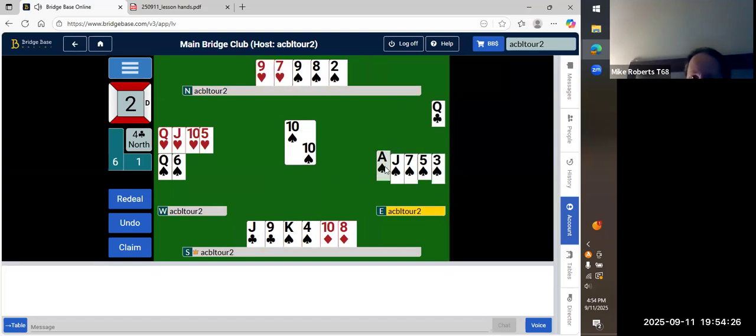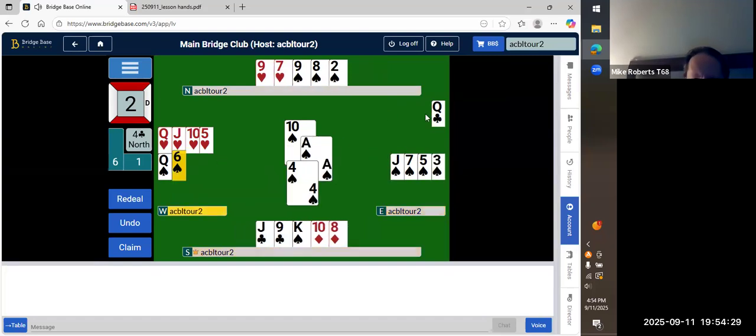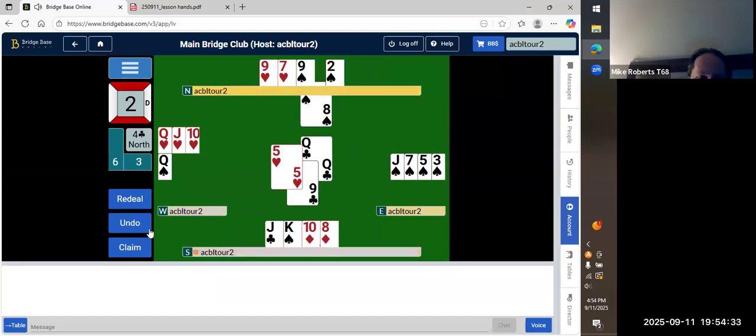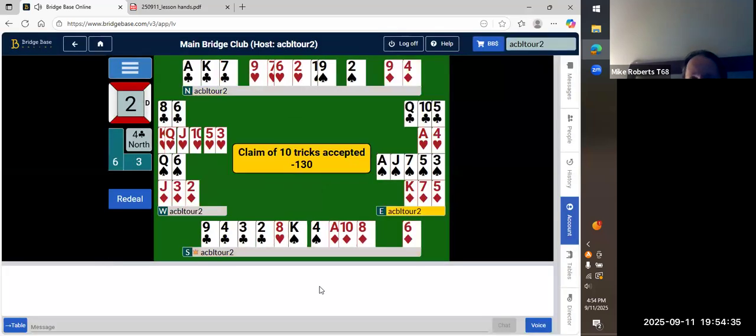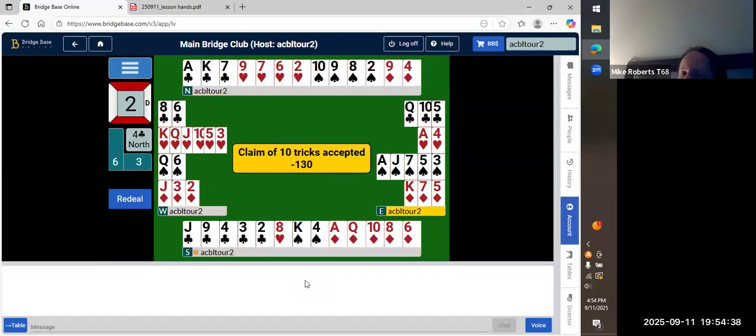The defense can now just take the ace of spades. They can take the queen of clubs. And then that's it, though. So, sorry, Nina, when your partner bid four clubs, did that end the auction?